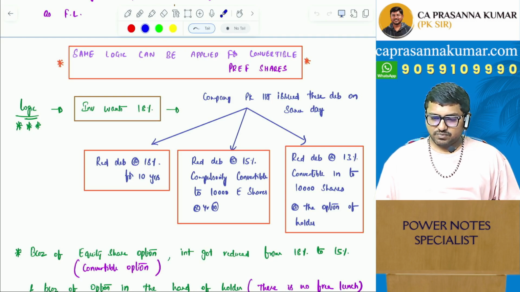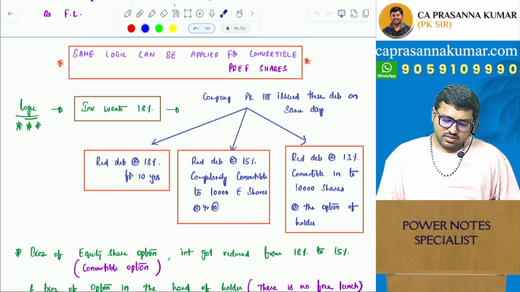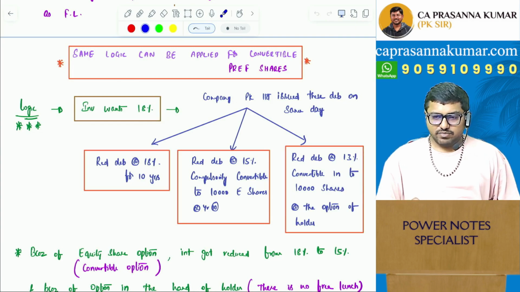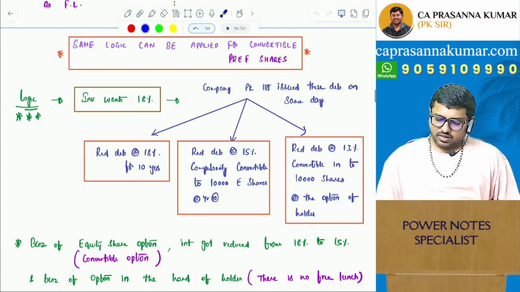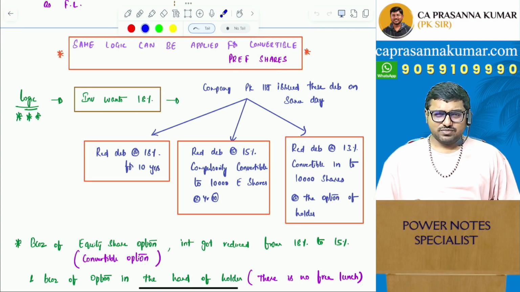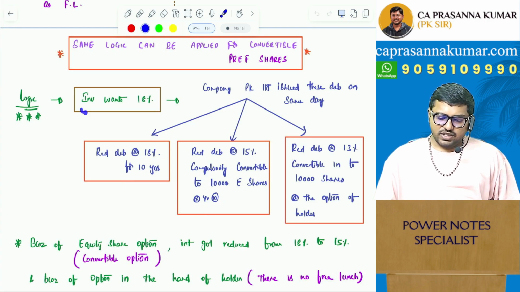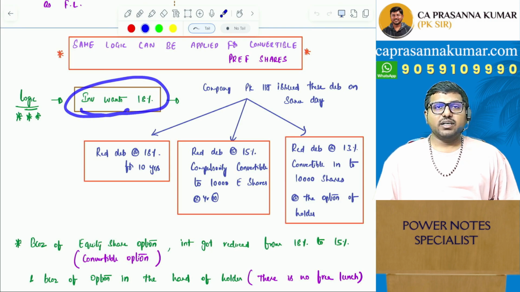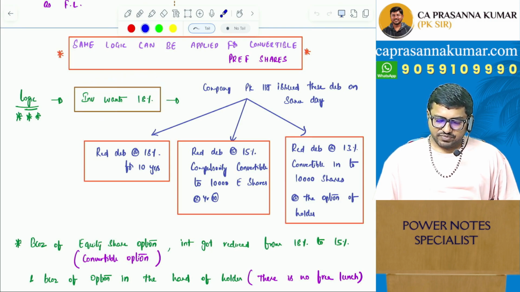Ready? Suppose the investor wants 18%. Company PK Limited issued these debentures on the same day. Fine. There are 3 options over here. Try to understand this carefully. Investor wants 18% provided it is a pure, normal, redeemable debenture. So redeemable debentures means 18% for 10 years.